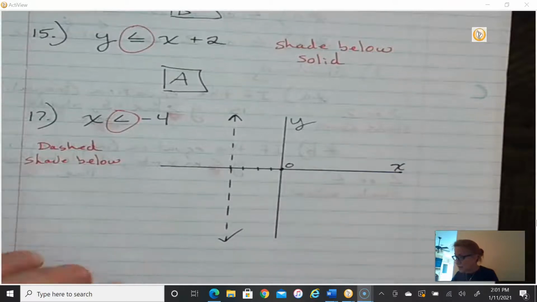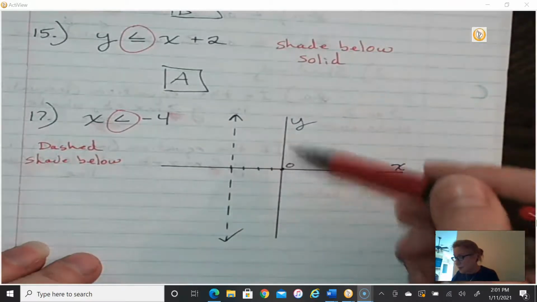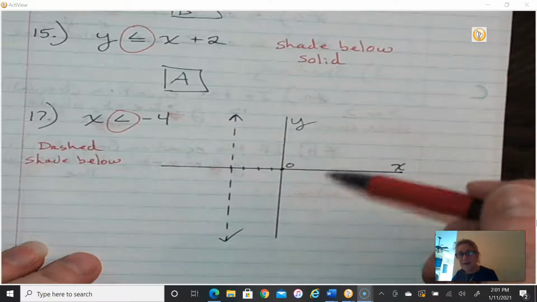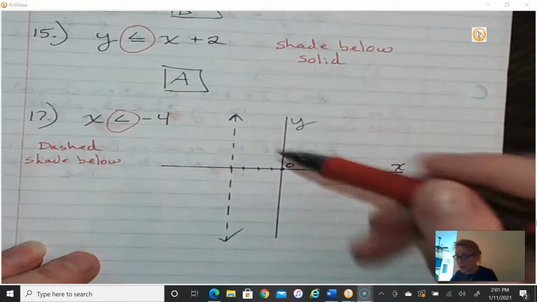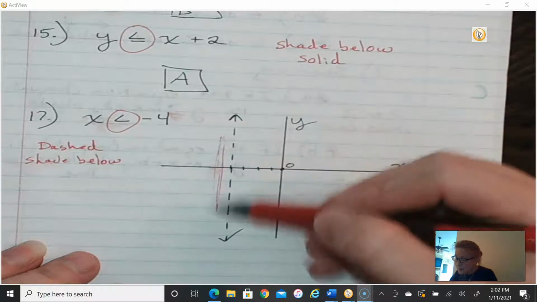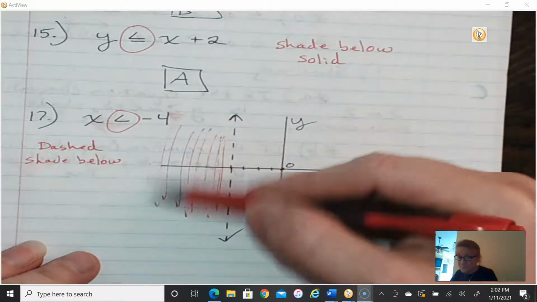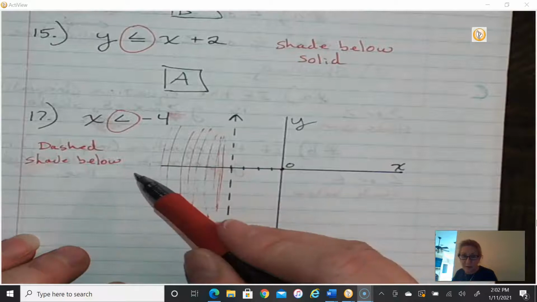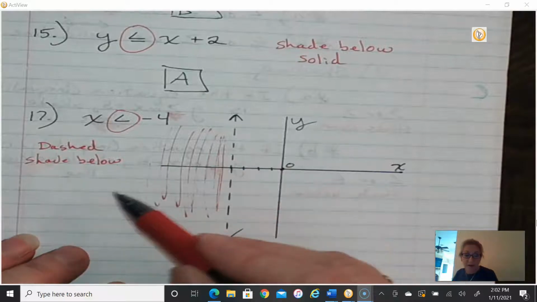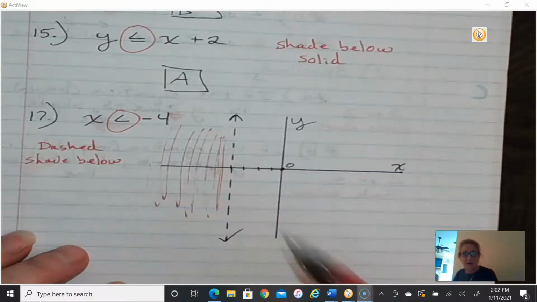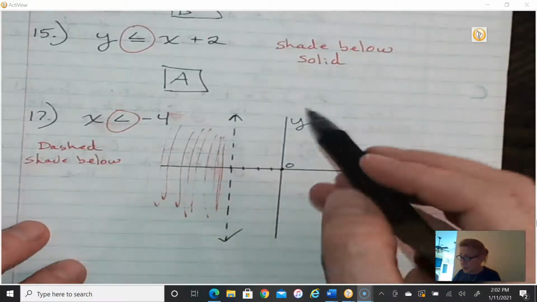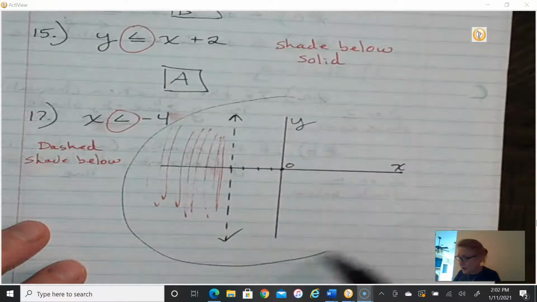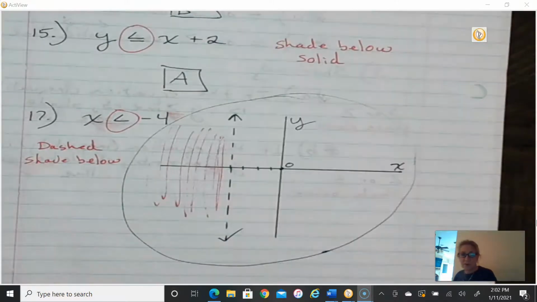So if I were to shade on this side, it would be above because you're getting higher. The numbers are getting greater, bigger as you go this way. But this side, and you would shade it like that, you're shading this way because it's below. It's getting smaller. The numbers are getting smaller. So that's your answer. You don't have to circle yours, but I wanted you to know.